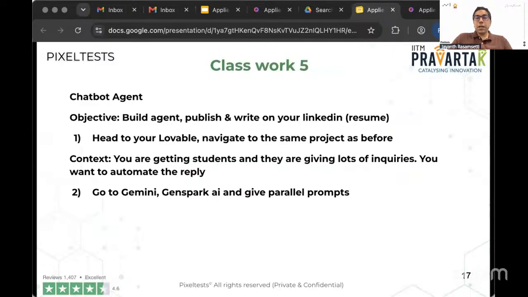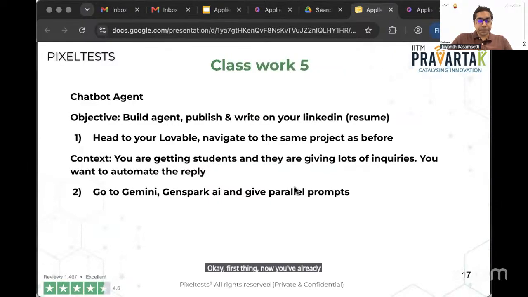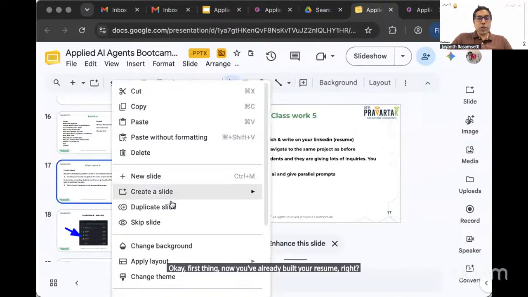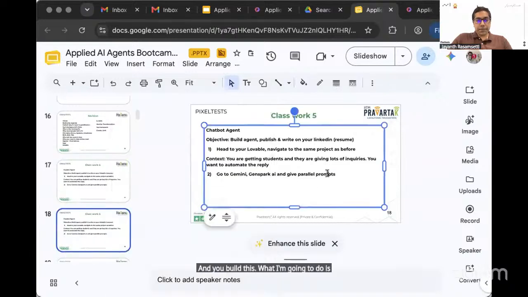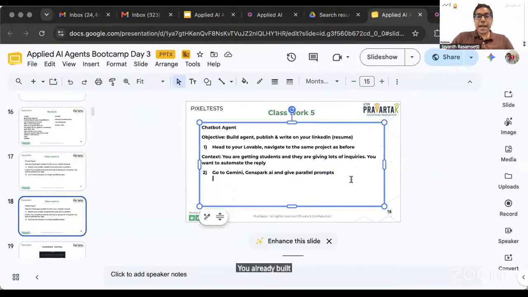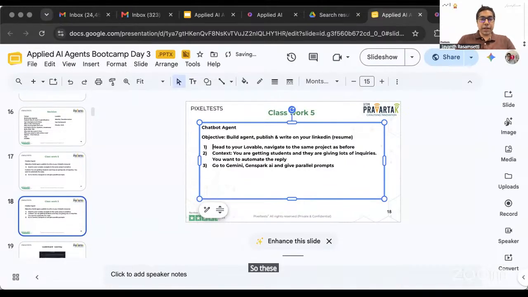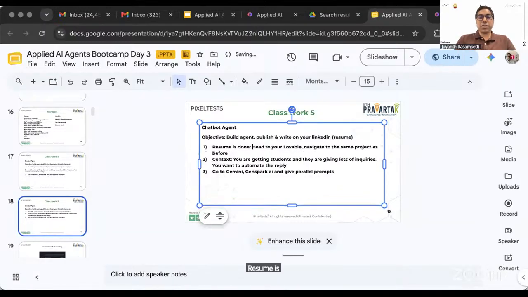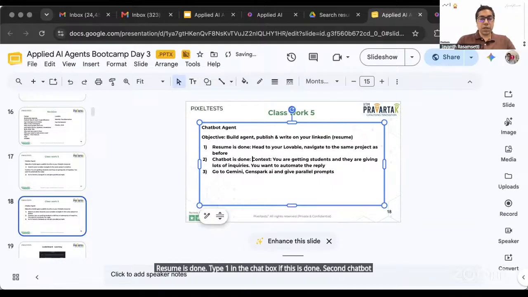Okay. First thing. Now you've already built your resume, right? You already built your resume and a project before. Now you already built the chatbot. So these are all the things you've done. Resume is done. Type 1 in the chat box if this is done. Second, chatbot is done.